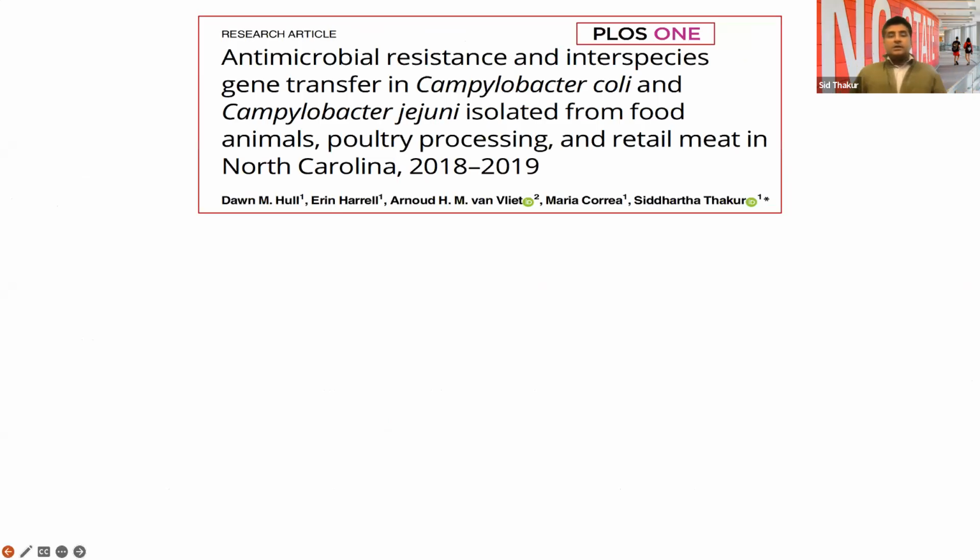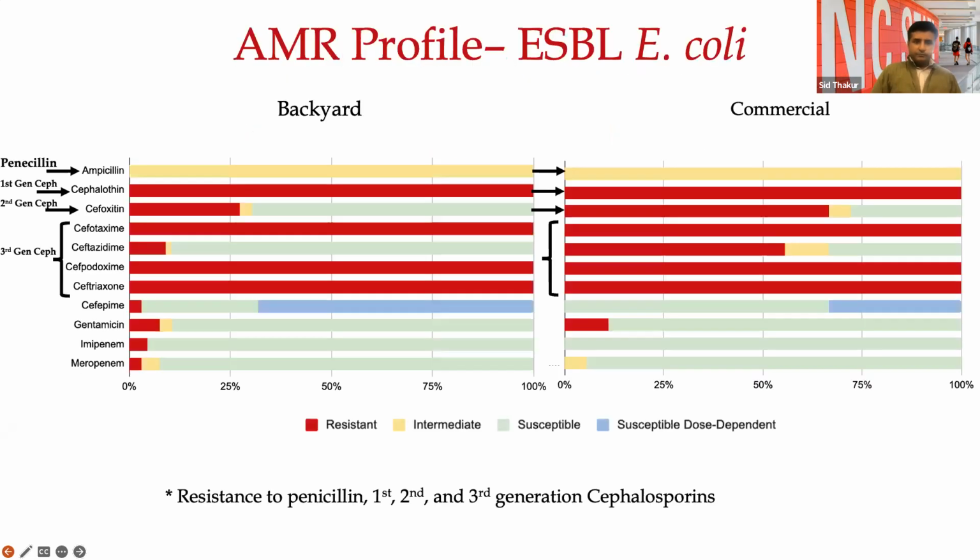Okay, so now a little bit of complicated data, but I'm going to take you through it because you will be able to appreciate it more. This is looking at Campylobacter in North Carolina for 2 years, looking at the farm, looking at the processing stage, and then the retail stage. So that's what an animal typically goes through: raised on the farm, gets processed in a processing plant, and then ends up in the retail store. So this is a big study.